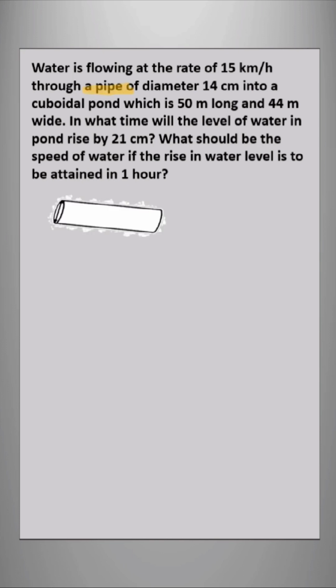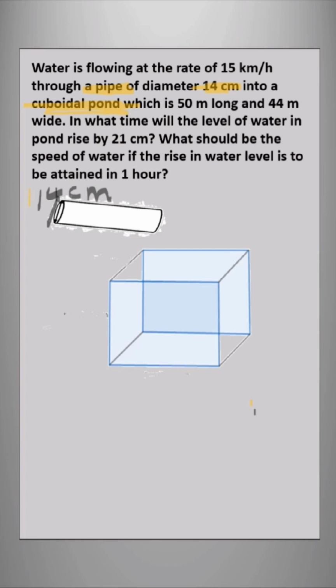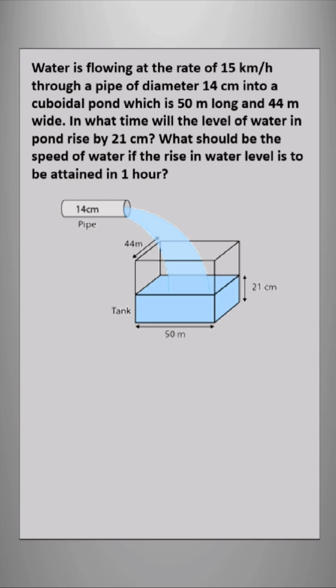What has been given here? A cylindrical pipe. Its diameter is given, 14 centimeter. And water is flowing into the cuboidal pond. Its dimensions are: this is a cuboidal pond, it is 50-meter long and 44-meter wide, and there is a rise in level of water by 21 centimeter.